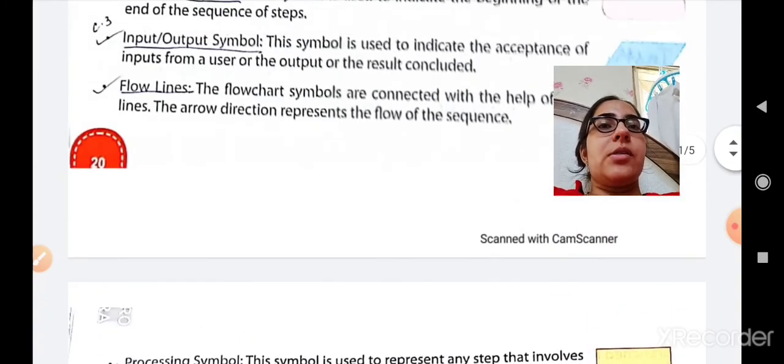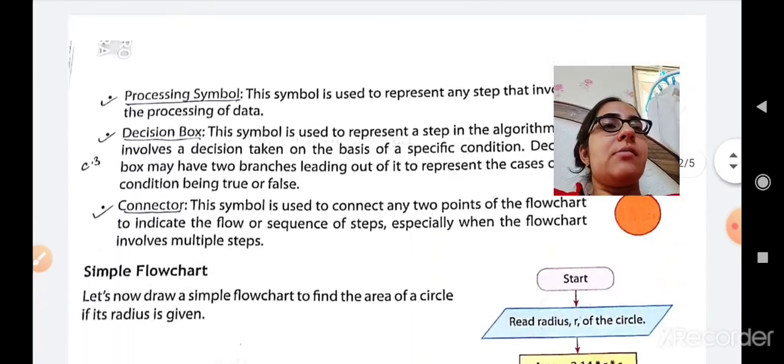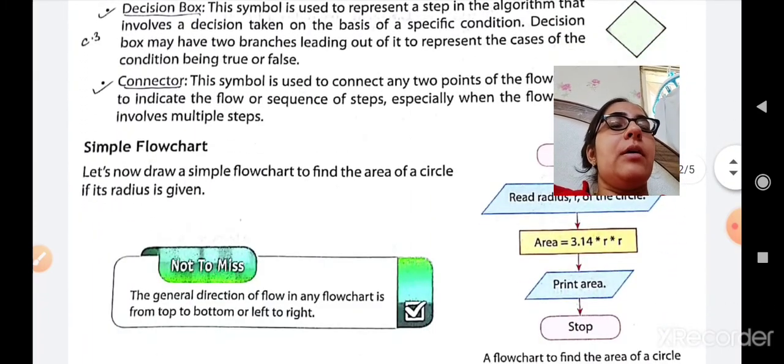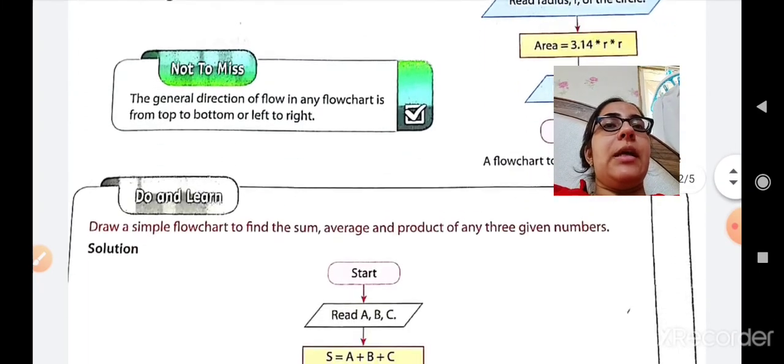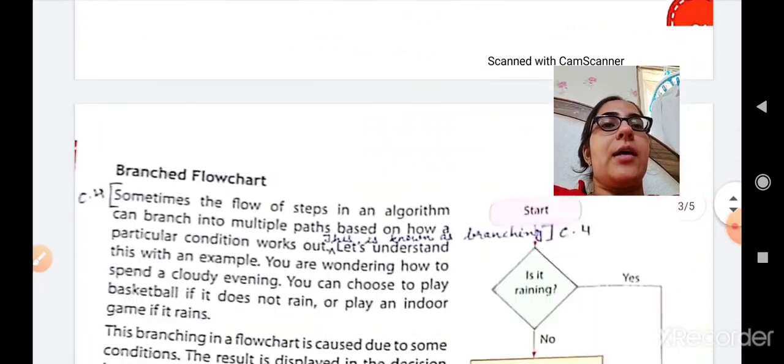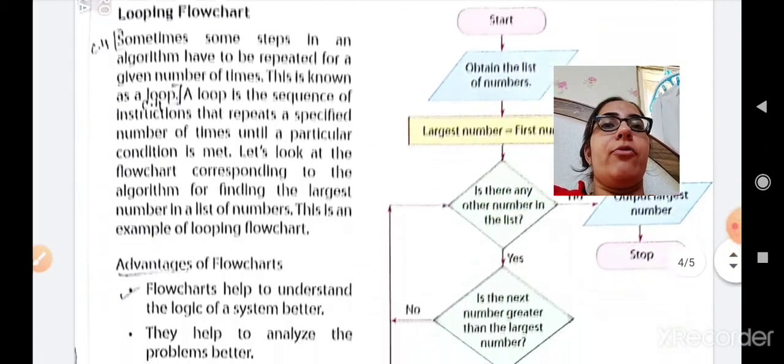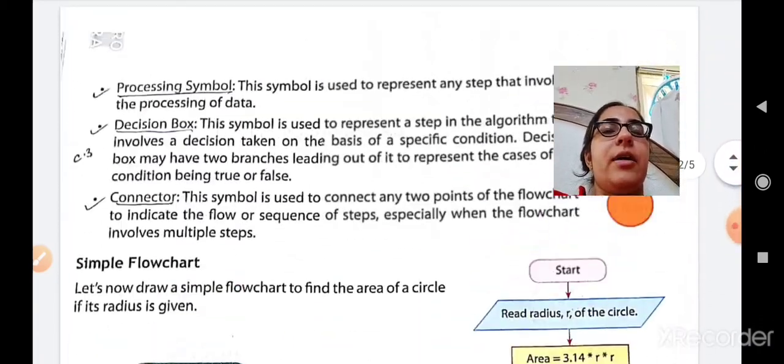Okay, so here we have studied the standard flowchart symbols. Now about the types of flowchart, there are many types of flowcharts like simple flowchart, then branch flowchart, then looping flowchart. About that we will study in our next period.